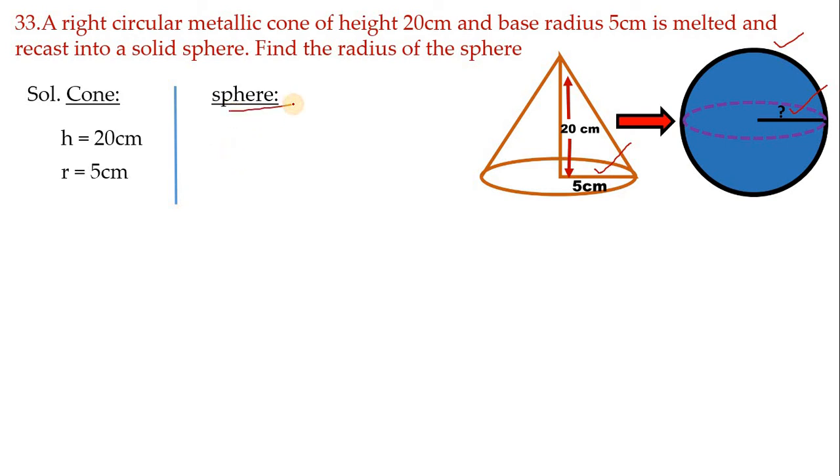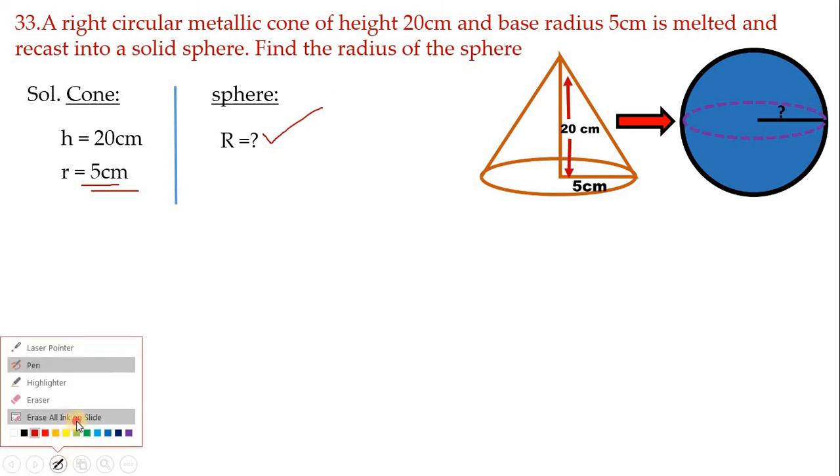So the sphere radius you have to take as capital R. Don't take it as small r itself. If you take it as small r, the small r value we already know is 5 centimeter. Understood? Hence you take it as capital R.